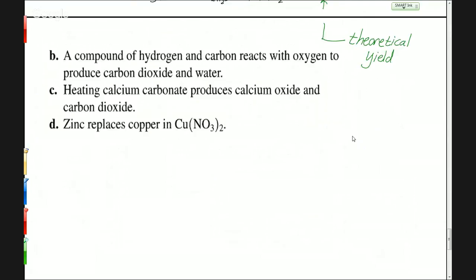Not quite. Not quite. Nope. Combustion, yeah, this is combustion. Reacting a hydrocarbon with oxygen to produce carbon dioxide and water. That's a very specific one. That's pretty much only what we call combustion in this case. So yeah, let's write that down. This is combustion.